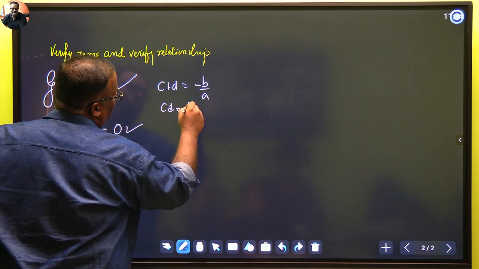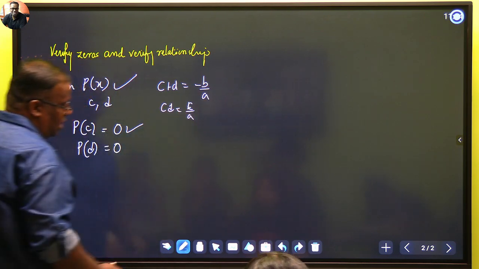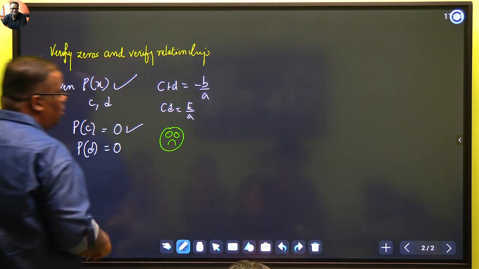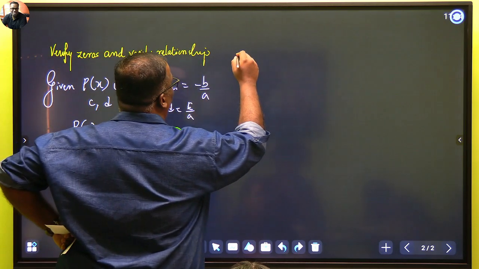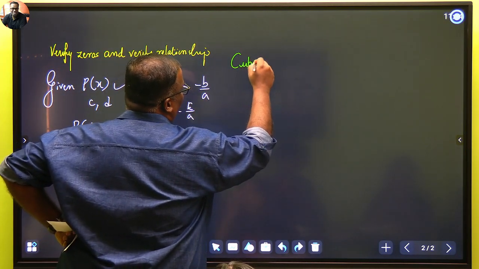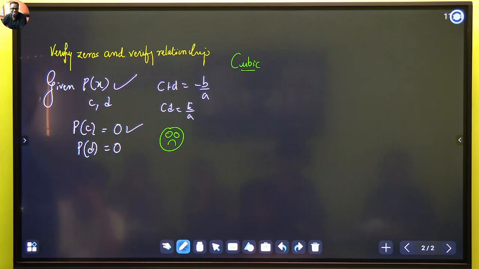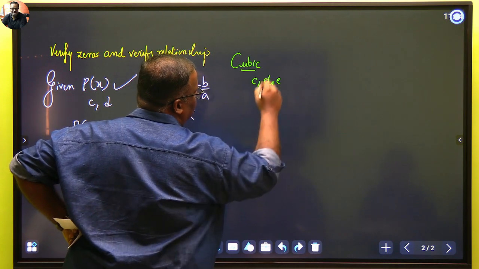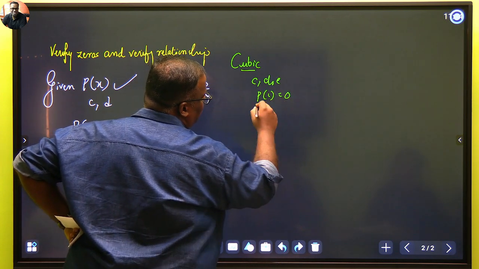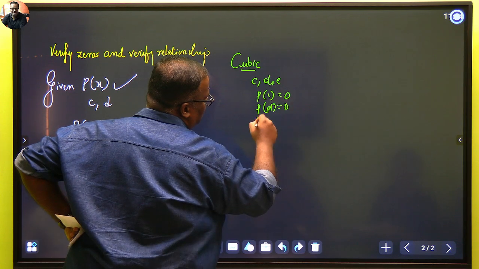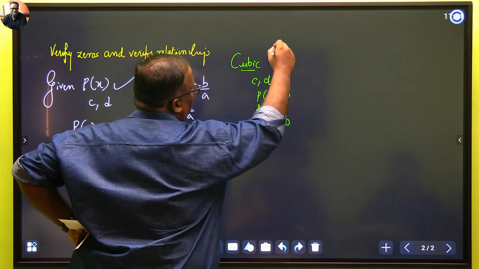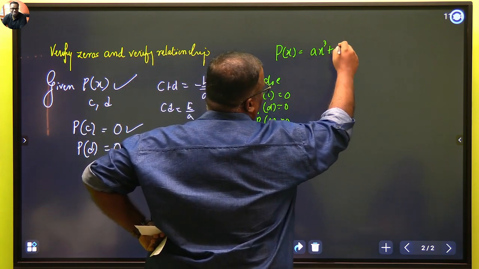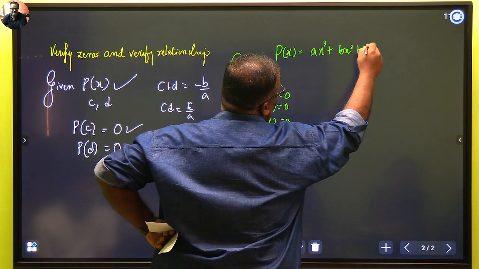CD should be equal to C by A. Now here, be ready to make your face like this, because such a question will never come in quadratic. This will always come in cubic. इसमें आपका मेहनत ज़्यादा है. So instead of C and D, they will give you C, D, E. So you have to show P of C equal to 0, P of D equal to 0, and P of E equal to 0. Obviously, the parent polynomial will be given to you, which will be a cubic polynomial in the form of, this is the standard form I am writing, they may give you in their form.